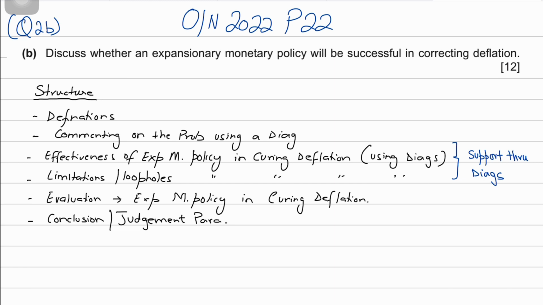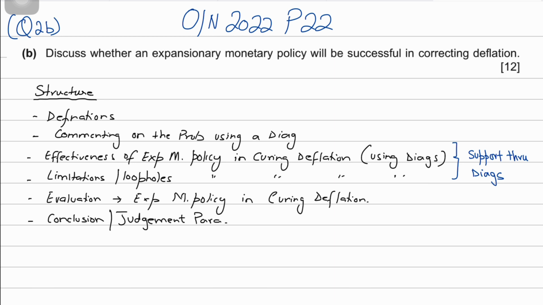Then the next step is that you analyze the effectiveness of expansionary monetary policy in curing deflation through diagrams. You are not supposed to just draw the diagrams, you are supposed to draw them properly and at the same time explain what you have drawn. And then, once you have analyzed how expansionary monetary policy will be successful in correcting deflation, comes the part where we analyze the limitations or hurdles or loopholes of the policy, that is expansionary monetary policy, in curing deflation.